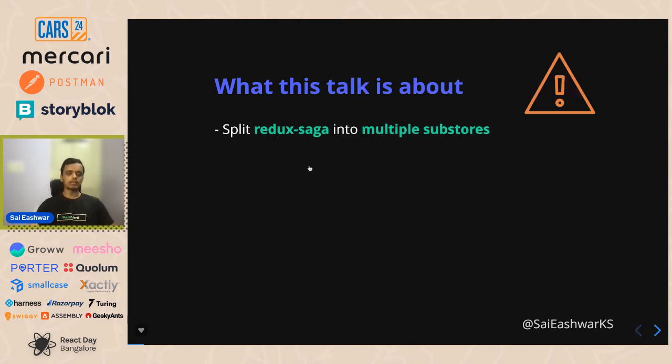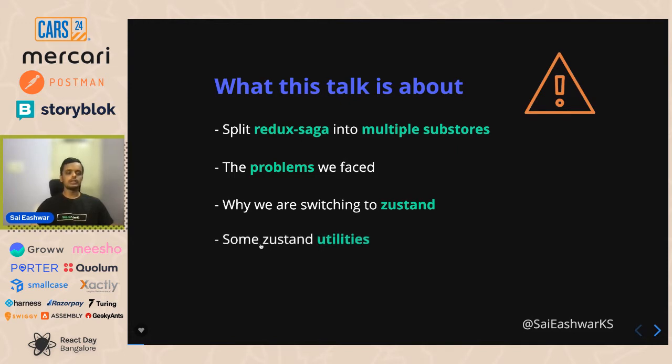In this talk, I'll give a quick walkthrough of how we used to split Redux Saga into multiple substores. Then I'll talk about the problems we faced with Redux Saga, why we are switching to Zustand, and how we created some Zustand utilities which will help other developers use Zustand in our code base.